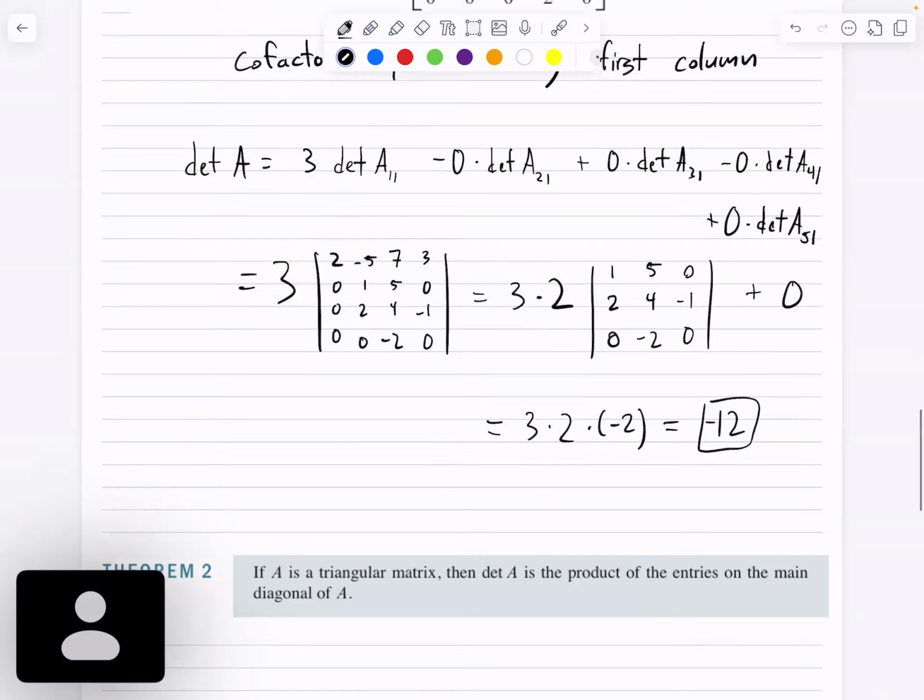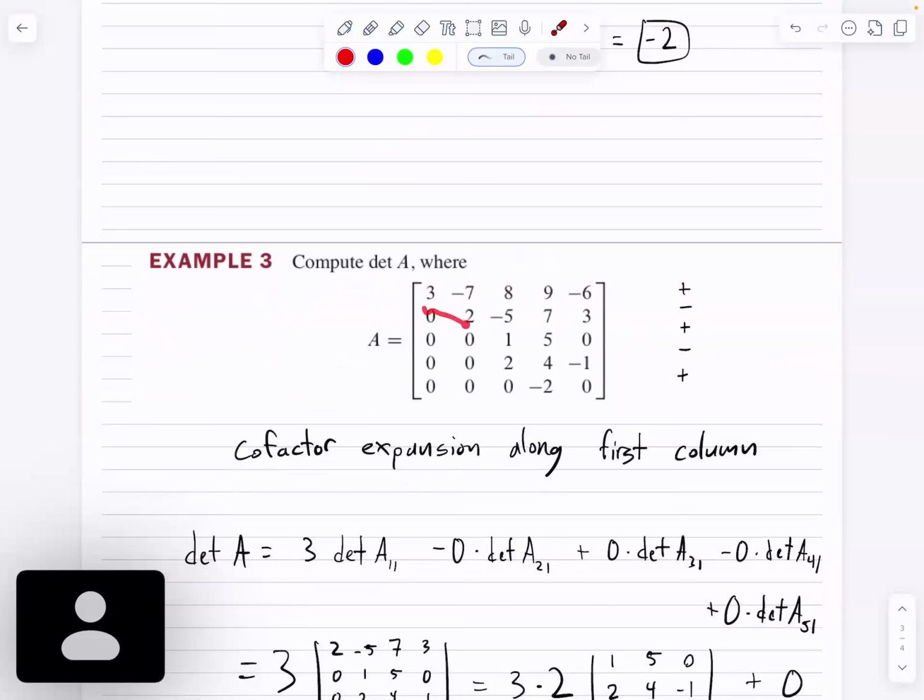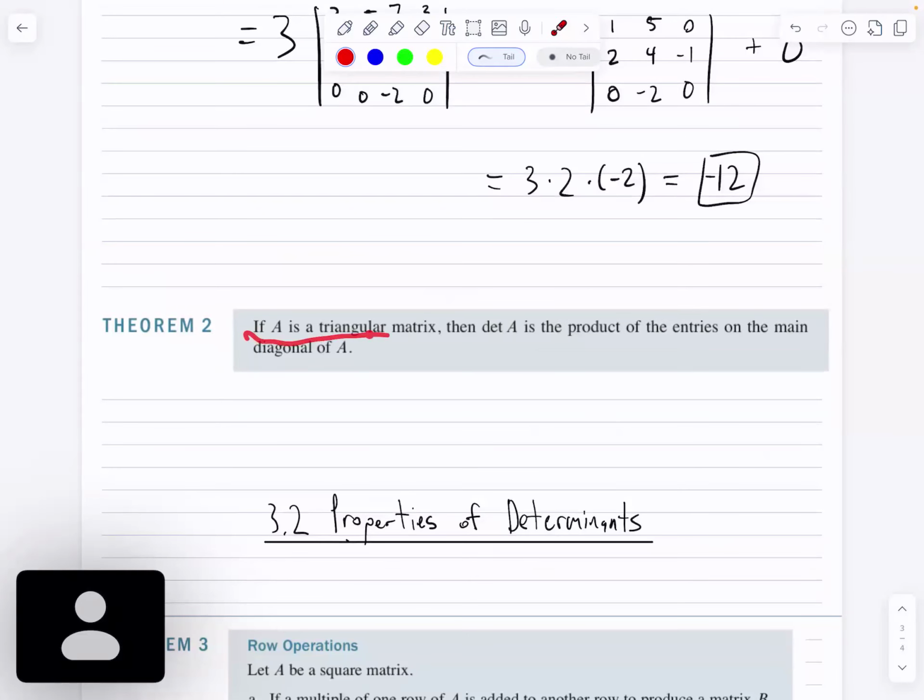Sweet. And so when you have zeros, we're going to leverage them. It makes our lives a lot easier. But what if you had all zeros down here? So it's a triangular matrix, meaning that above this diagonal it's 0, or below that diagonal it's 0. Then when you cofactor expand, you just start multiplying all the diagonal entries, and so we actually get a theorem. If A is a triangular matrix, then the determinant is the product of the entries on the main diagonal.